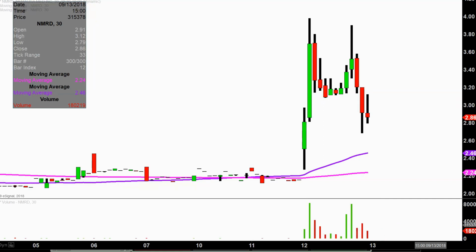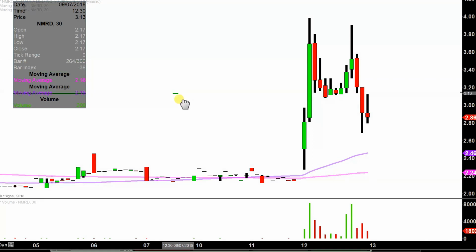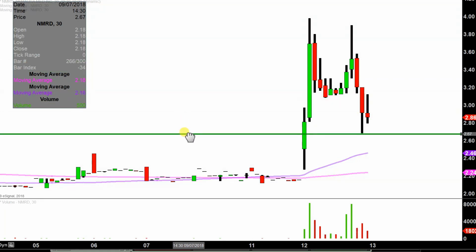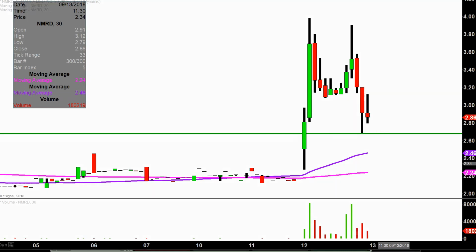First level of support is essentially where the bleeding stopped this afternoon on that pullback, and that was right there at $2.67. So $2.67 going to be that initial area of support going into tomorrow. If that level does not hold, then not very far down below that is a very important level, and that is the 50-period simple moving average right there, that purple line.